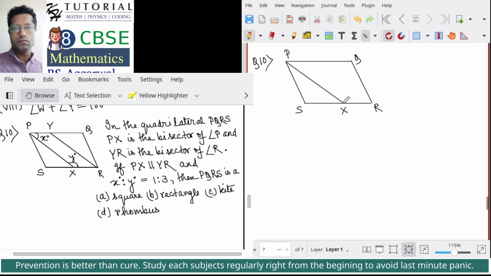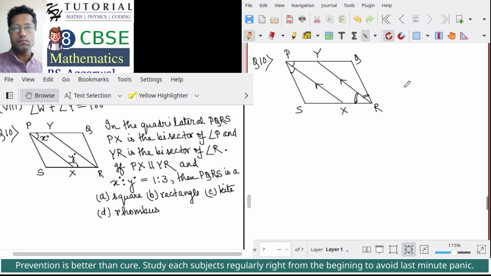Let's say PX is the bisector of angle P, and YR is the bisector of angle R. So YR, something like this, and this is Y. Okay, so basically, if PX is parallel to YR, these two are parallel, and PX is bisecting the angle P, so this angle is equal to this angle, and also YR is bisecting the angle R, so this angle is equal to this angle.